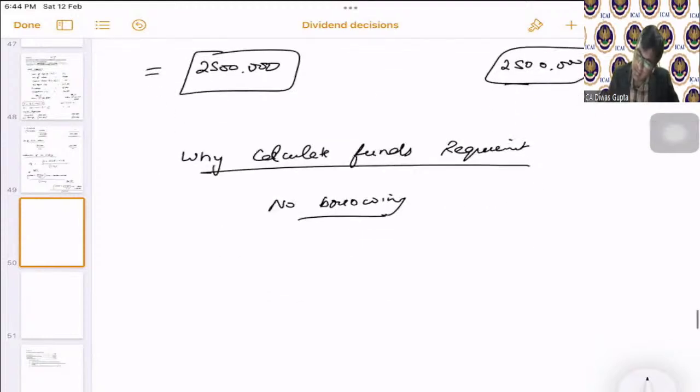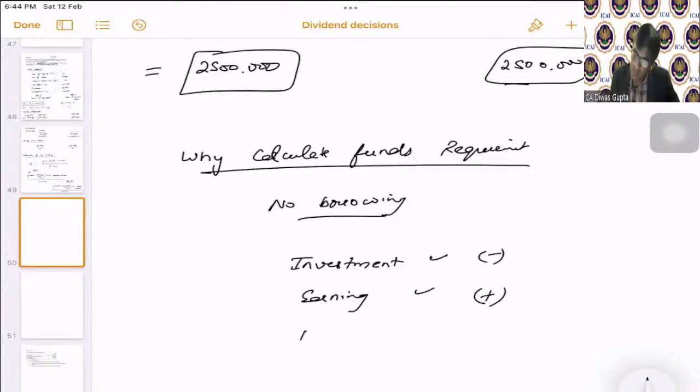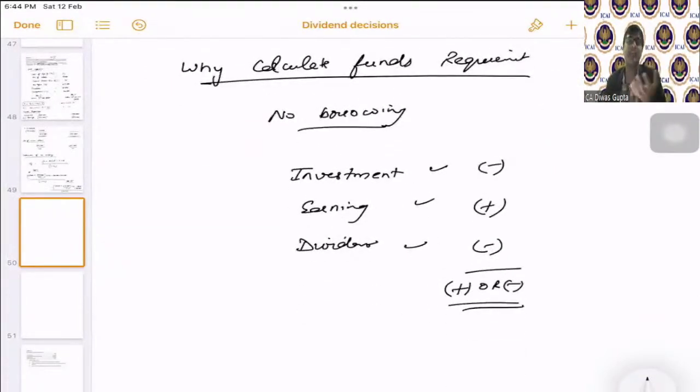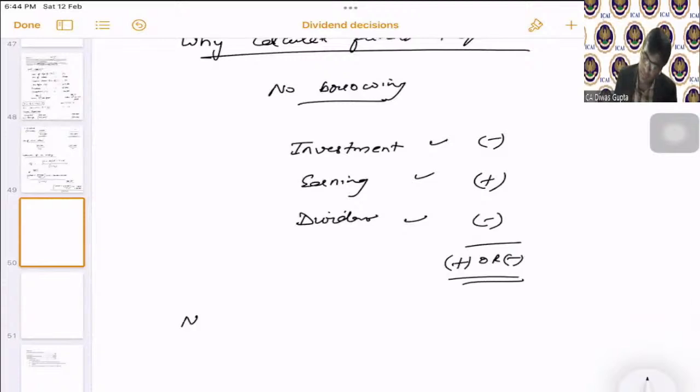Okay, and there is definitely some investment required after the year end, and you will earn also something. So investment is outflow, or let's say investment earnings will be an inflow. And similarly, if you also plan to give any dividend, that is also treated as an outflow, right? Net net, whatever it is, plus or minus, mostly it would be minus only. Hence, for that equivalent amount, we will raise the new funding, new issue of equity.